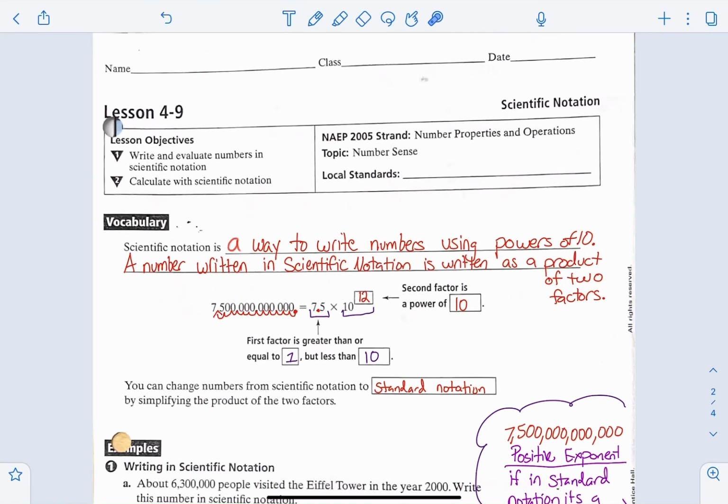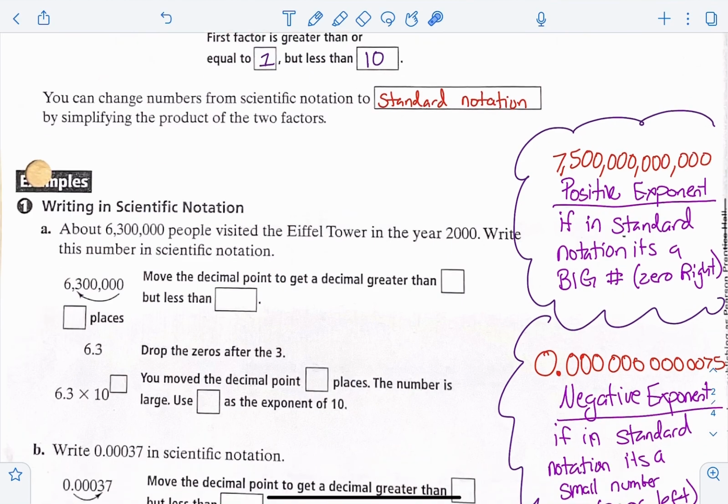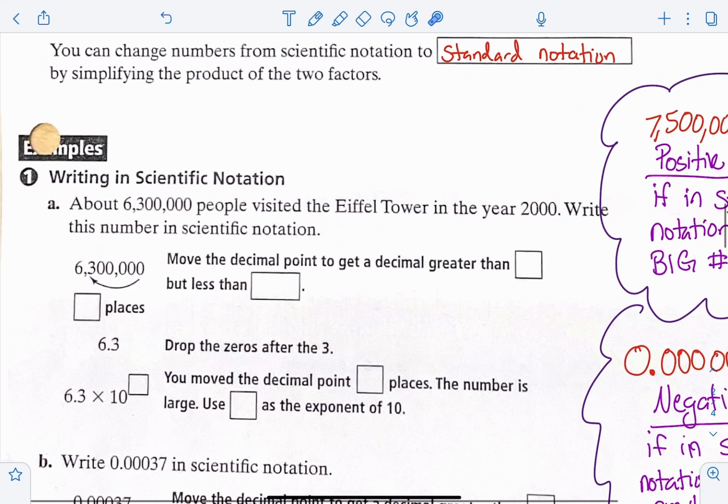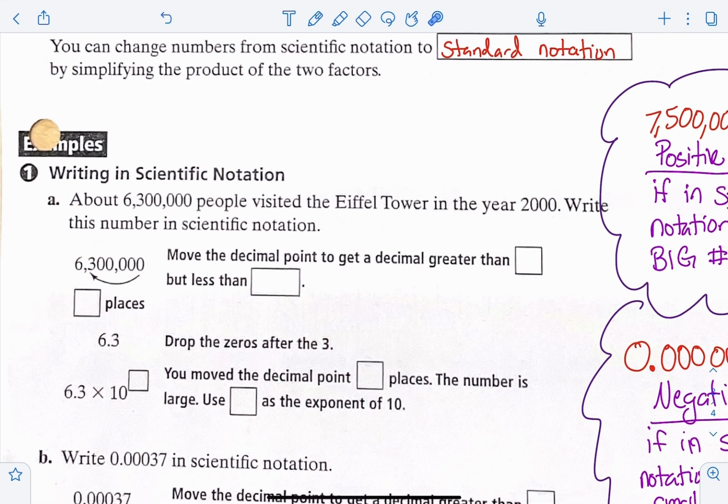Okay, so let's look at some examples down here. So about, ooh, that's a big number. It's talking about how many people visited the Eiffel Tower in the year 2000, and we're going to write this number in scientific notation. So since it doesn't have a decimal, it's implied that it's at the end, right? And you're going to have to move it until you get to a point where the first factor is going to be greater than 1 but less than 10.